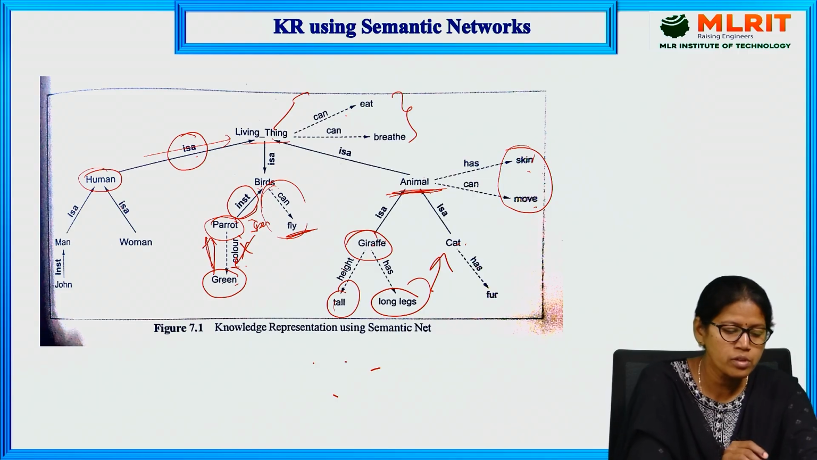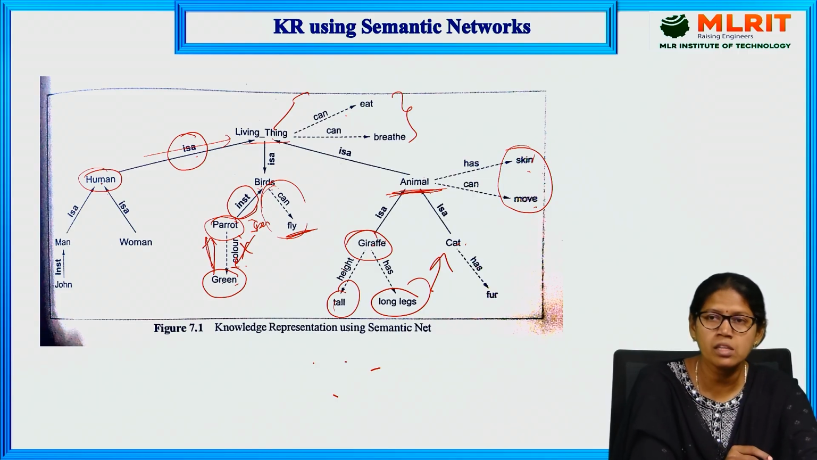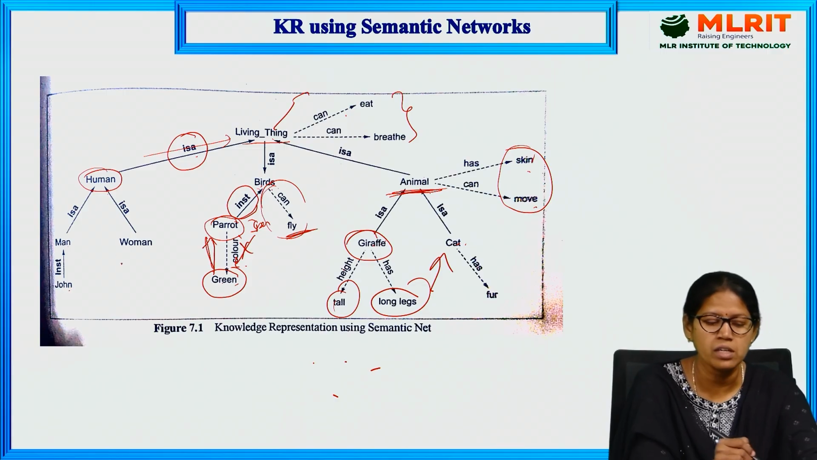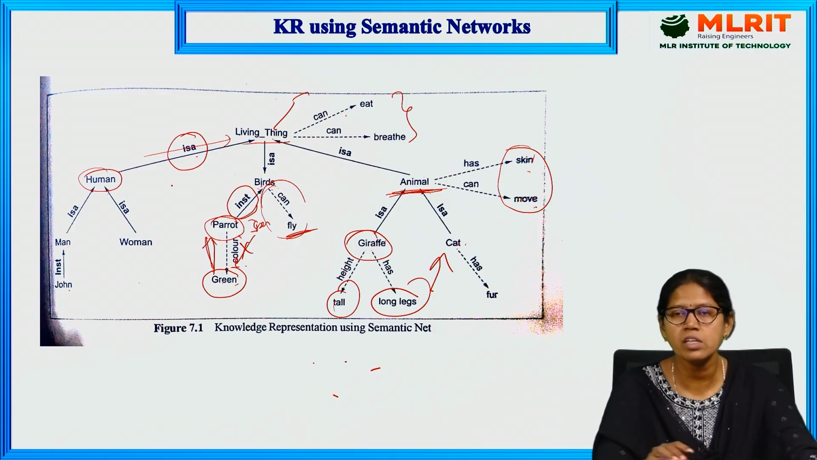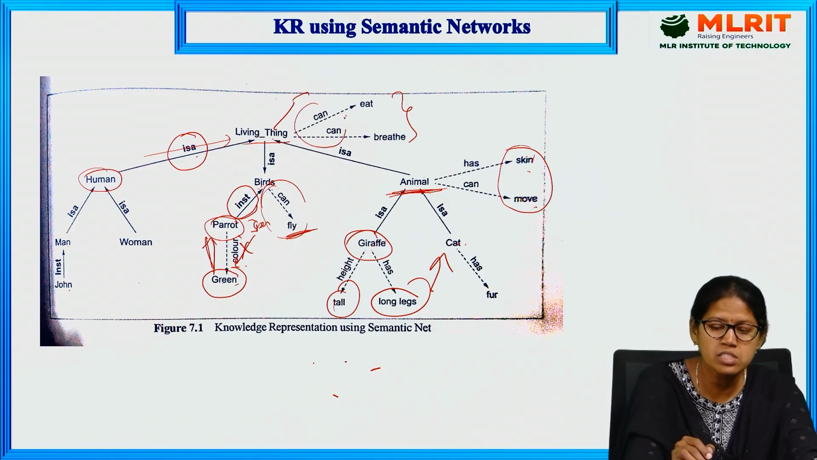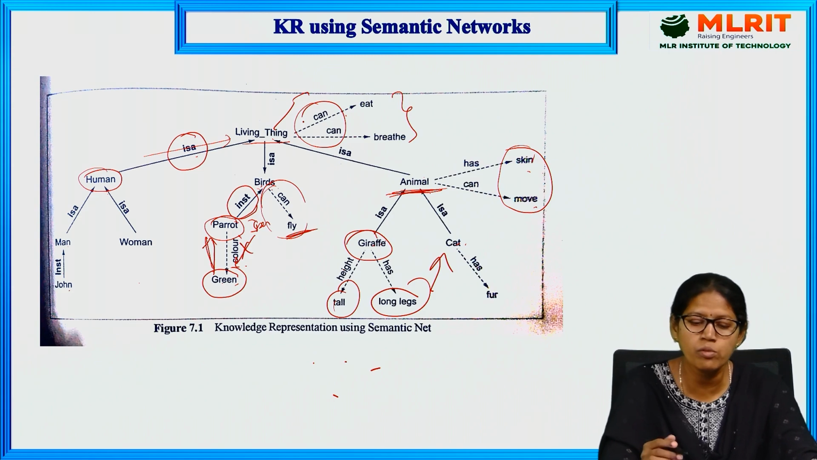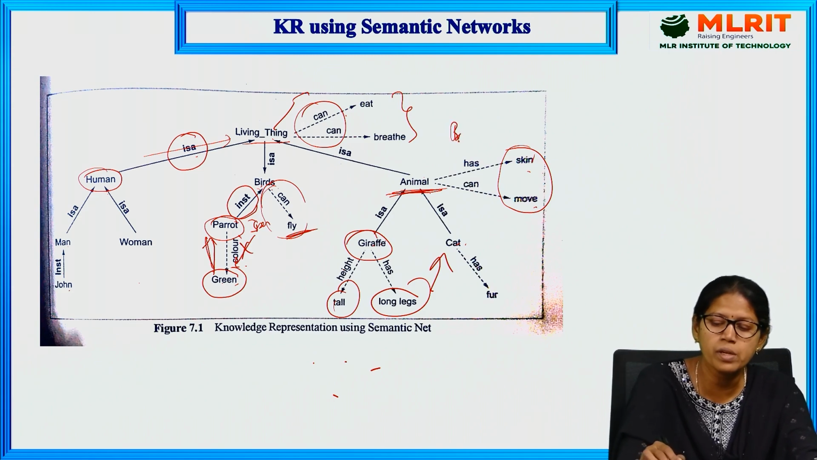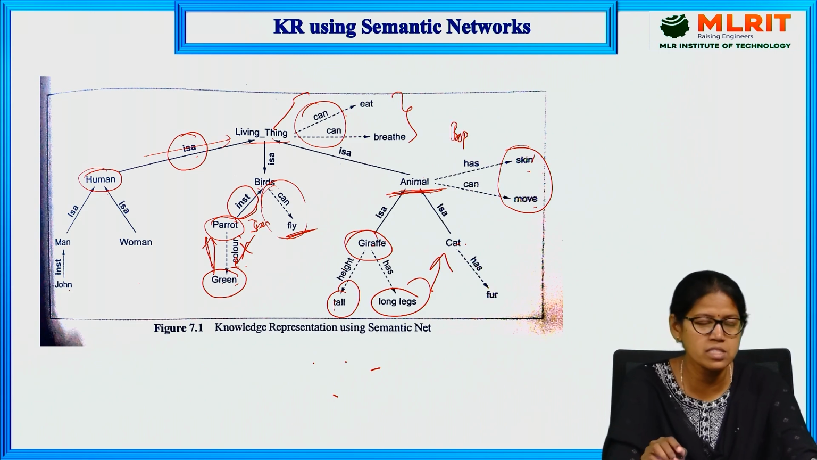Here also, human is a living thing, and man and woman are humans. Next, John is an instance of man, and Mary is an instance of woman. This is how we can represent a semantic network. And this one we can call a property, so we can represent it with the prop link. In short, we'll see in the next diagram.